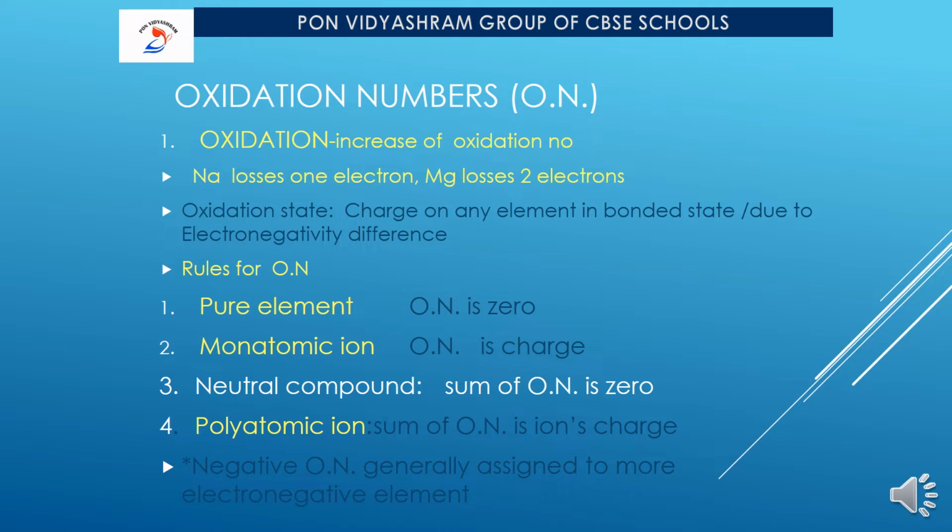Whereas, when you talk about reduction, it is gain of electron. Once an element gains an electron, it will gain the negative charge. So, reduction is a decrease of oxidation number of any element.